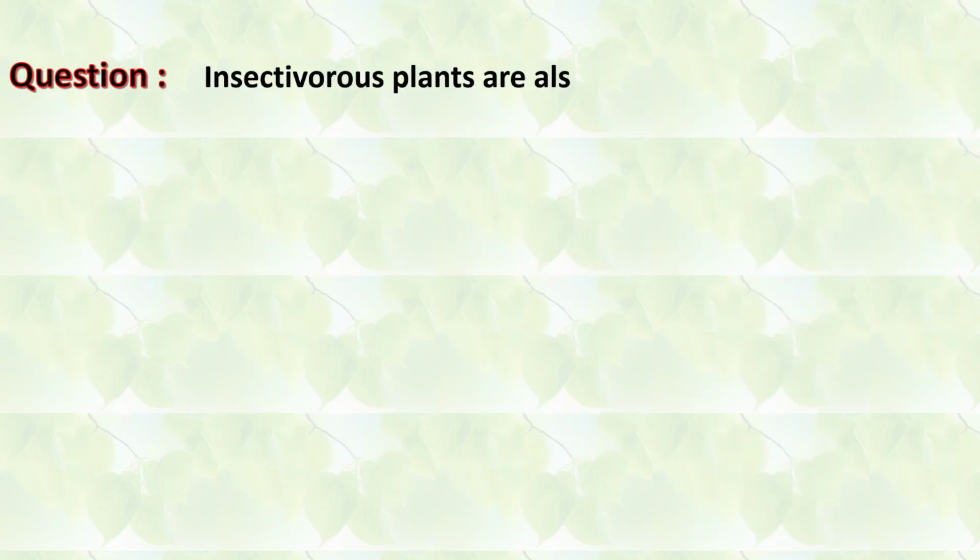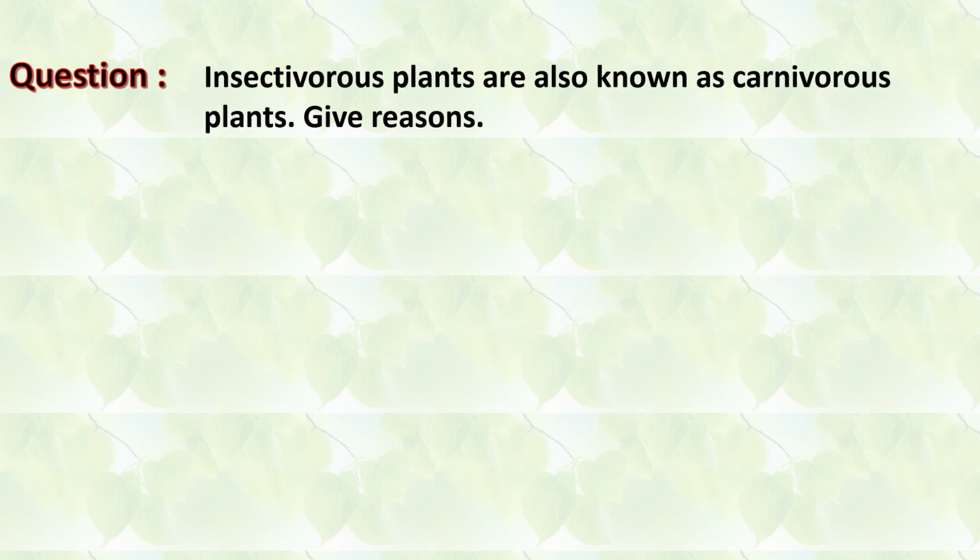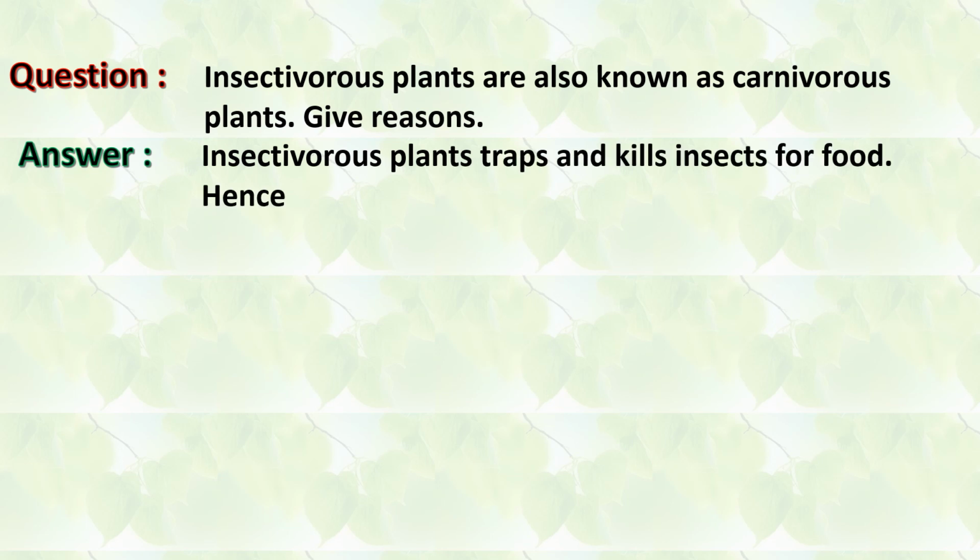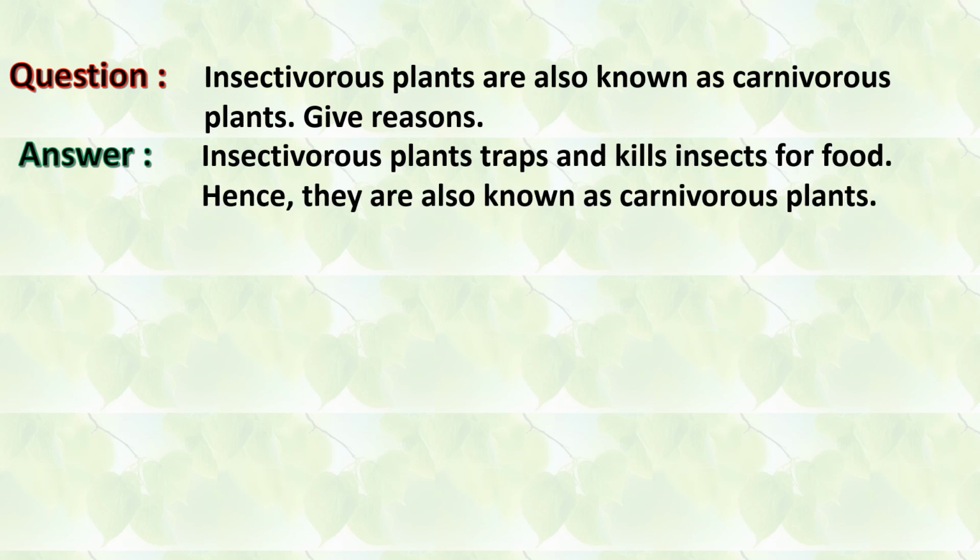Question: insectivorous plants are also known as carnivorous plants. Give reasons. Answer: insectivorous plants trap and kill insects for food. Hence, they are also known as carnivorous plants.